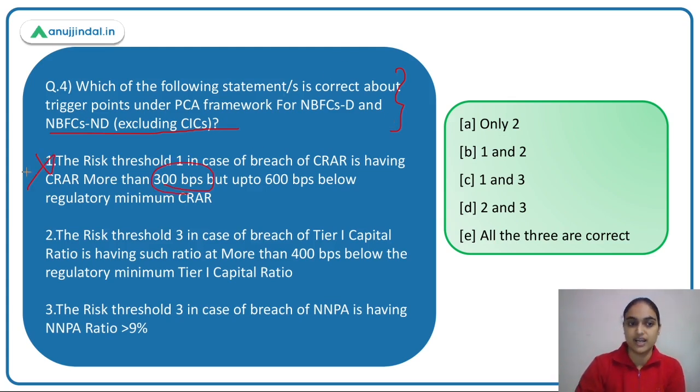So it is incorrect. Second one says the risk threshold 3 for breach of tier 1 capital is having it at more than 400 basis points below the regulatory minimum. Ye correct hai. Third one says risk threshold 3 in case of breach of NNPA is having it at more than 9%. No, having it at more than 12%. So this is also incorrect. Kaun si sahi hai ye pata nahi hai, sirf second sahi hai. Answer is option A.